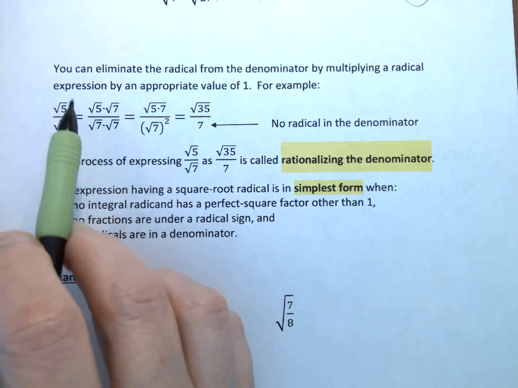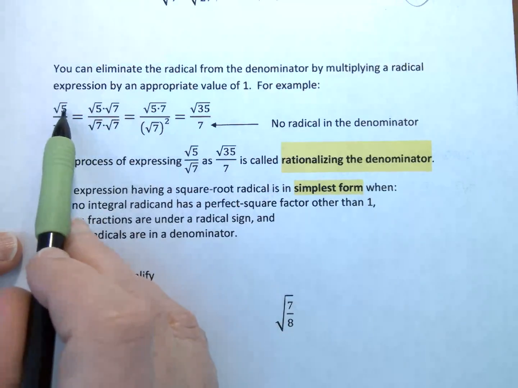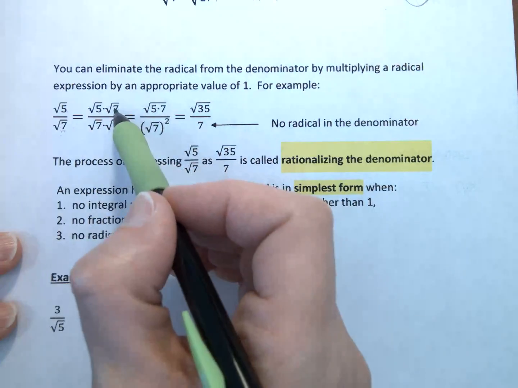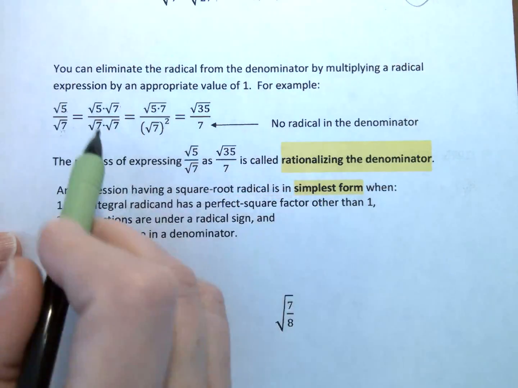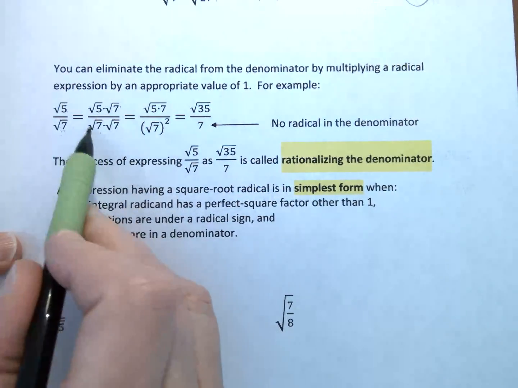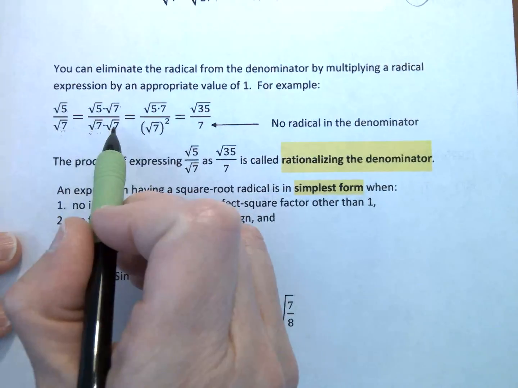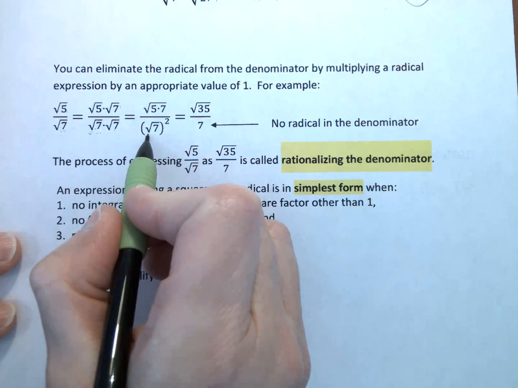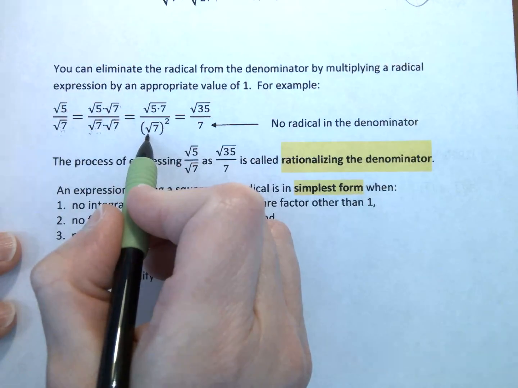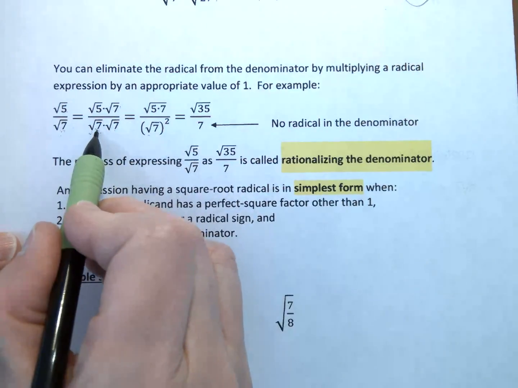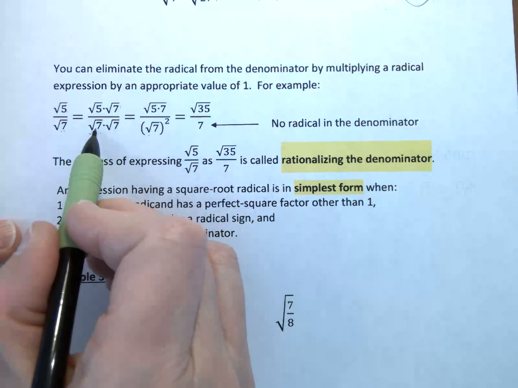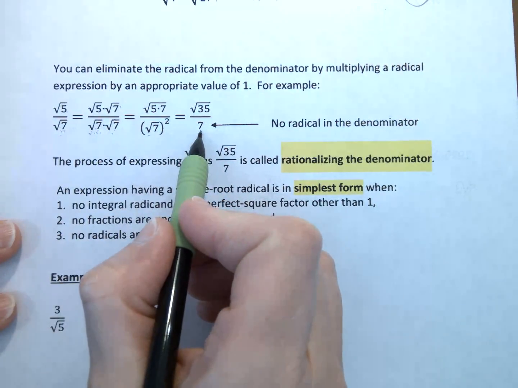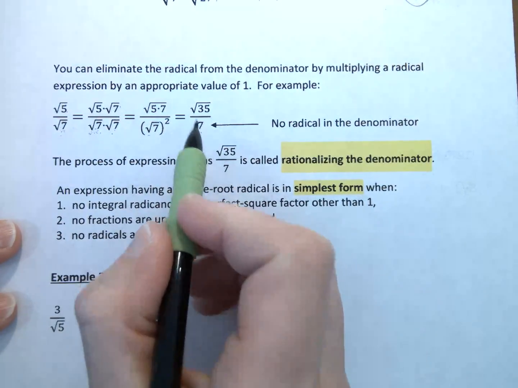Okay, so here we went through and I had square root of 5 over square root of 7. And basically what we did was we multiplied the top and the bottom by the same number, which happened to be the square root of 7. Watch what happens. If I have the square root of 7 times the square root of 7, that's the square root of 7 squared, which would be square root of 49. Square root of 49 is 7. So multiplying a radical number by itself gives you the number that was underneath the radical, okay, if that makes sense.